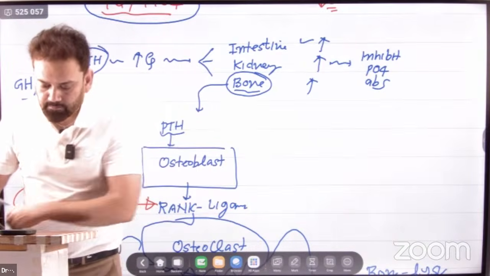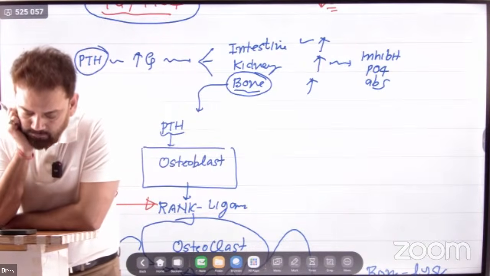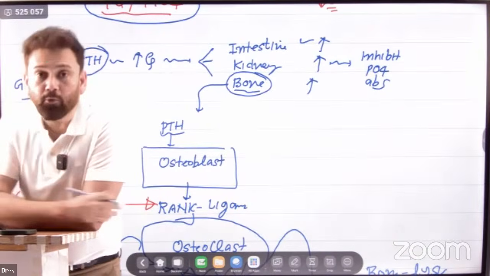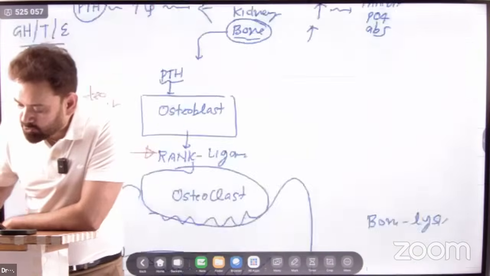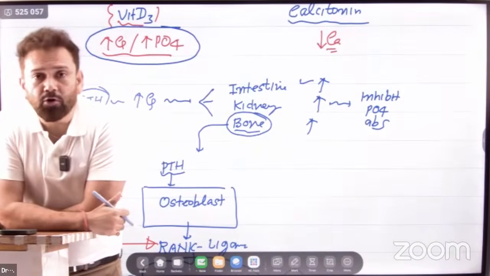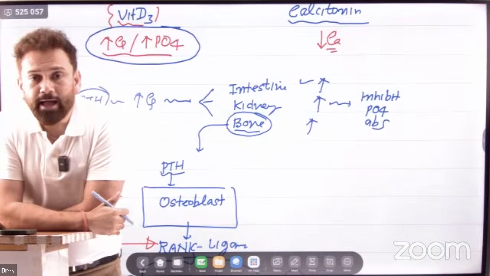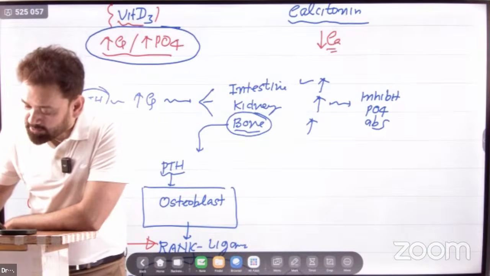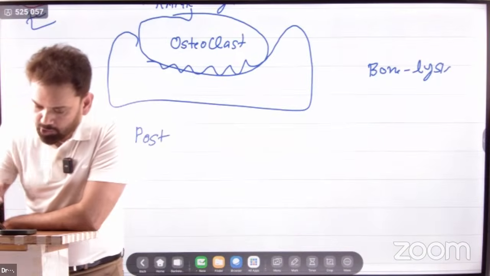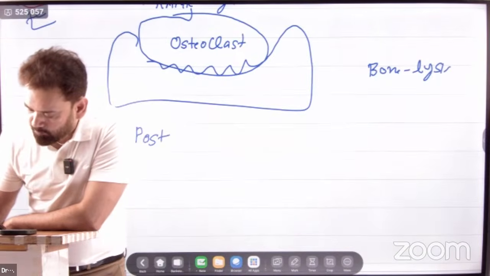Clear? Yes, you are correct, Dr. Devashish. It is bad for the bone. Is this clear? So this is a concept, very, very important. So receptor of parathormone is on osteoblast, which activates osteoclast. Now that is the reason we are having post-menopausal osteoporosis.